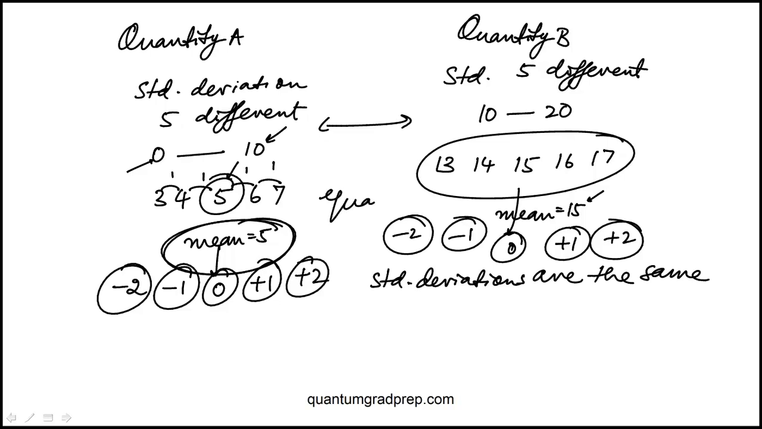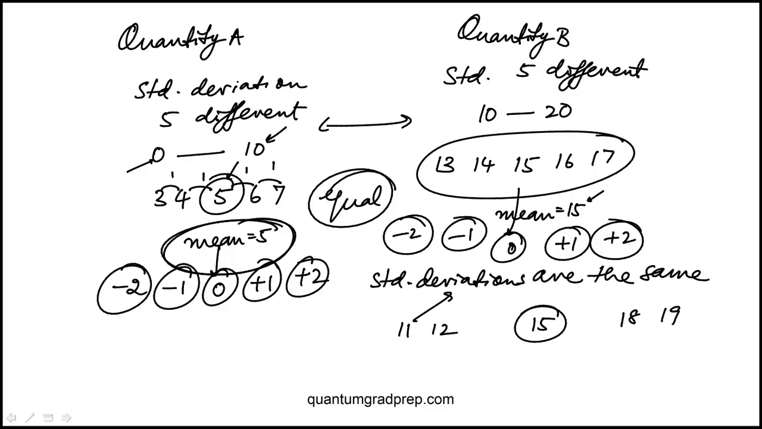Now here, if I choose another set, let's say I keep 15 as the median, and I could choose 18, 19, and then here I choose 11, 12. Now my deviations are going to be greater than the deviations in this example. And this example, if you compute the standard deviation, would be greater than that of quantity A. So now I have a case where quantity B is greater, which means that I don't have enough information to answer this question. So the correct answer is D.